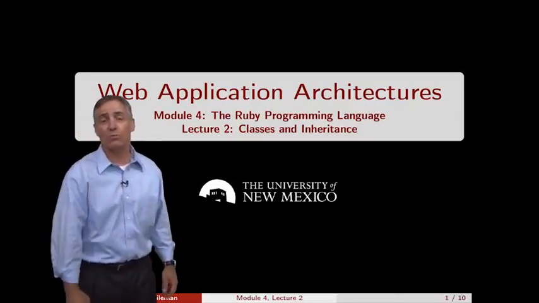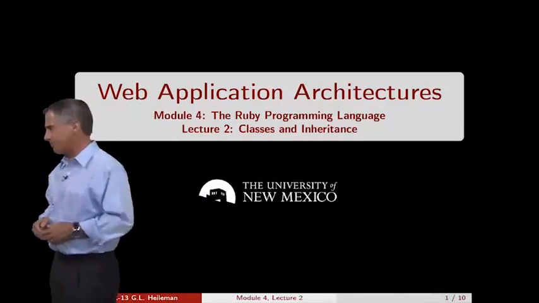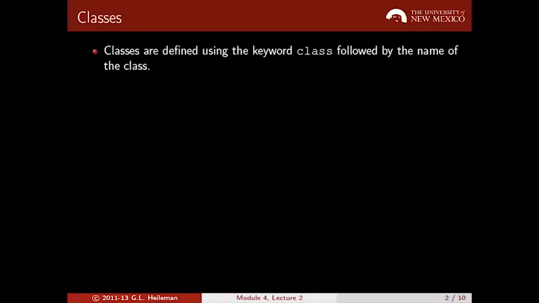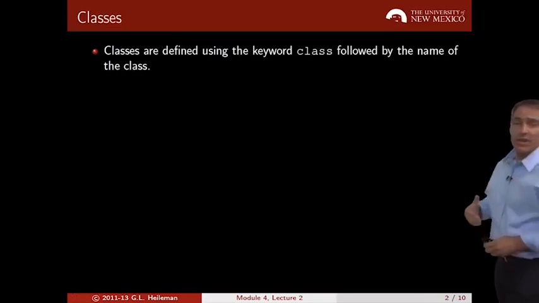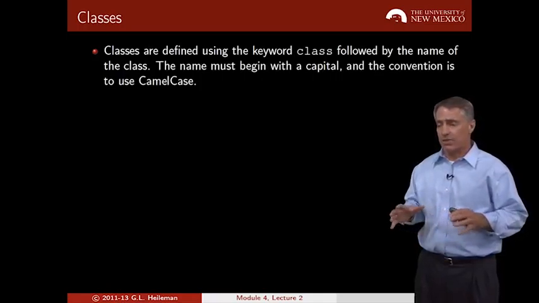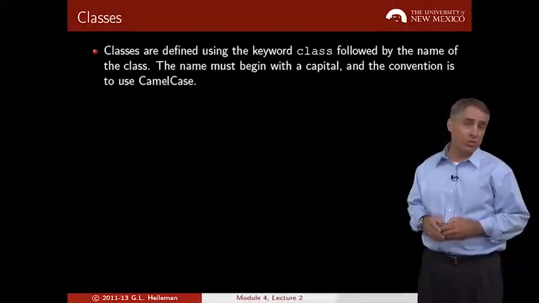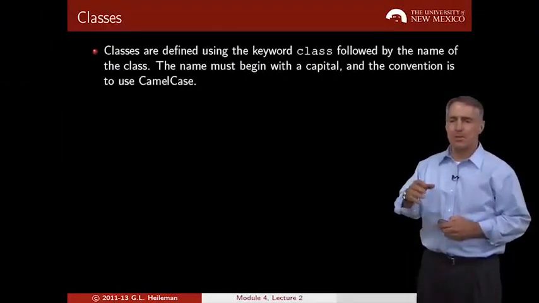Welcome to the second lecture in Module 4, and in this lecture we'll talk about classes and inheritance. Classes in Ruby are defined using the keyword class, and then you provide the name of the class immediately afterwards. And the convention is to use something called camel case, and in fact I wrote the word camel case using camel case in this sentence.